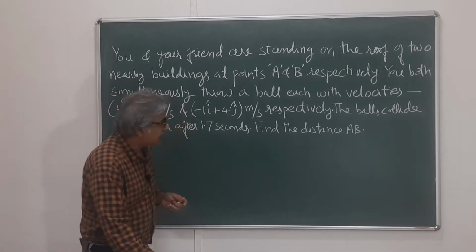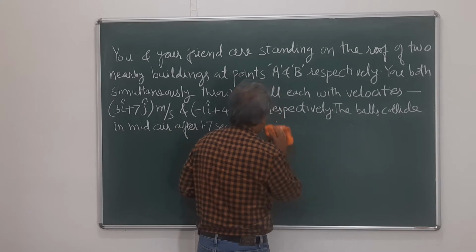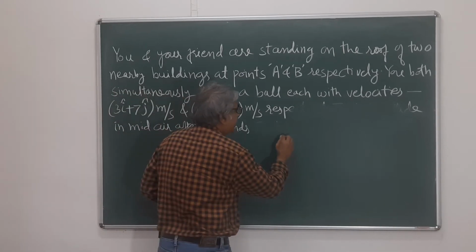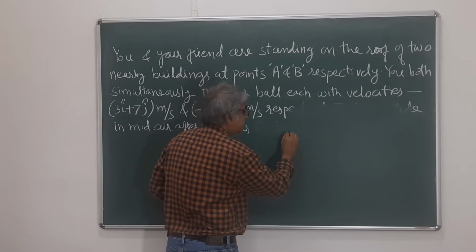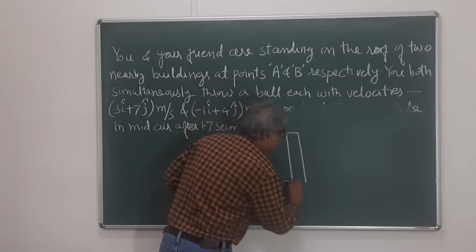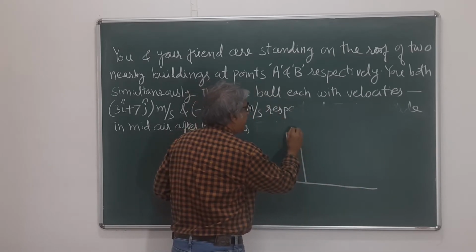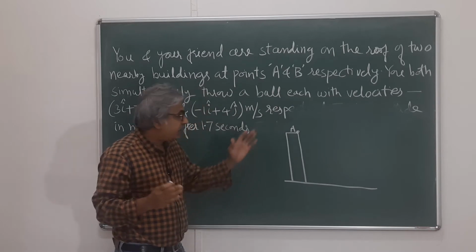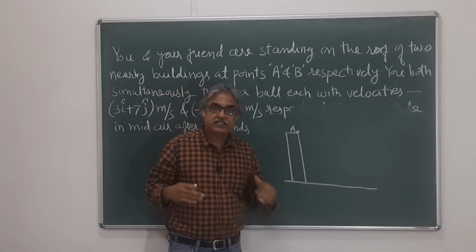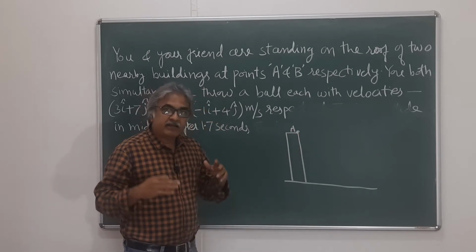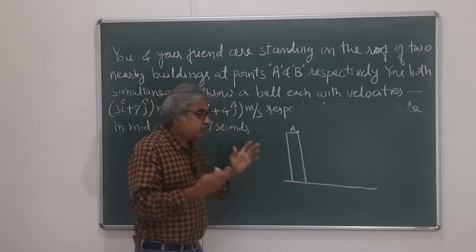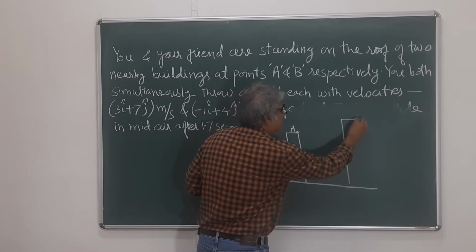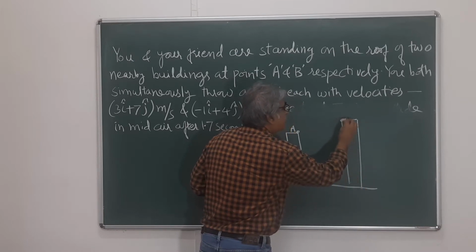I will clear some space and make this sketch. So let me draw two buildings. This is one building. This is the ground level. This is point A. And there is another building, and we don't know its height. We don't know whether it's taller than the first or shorter, but we can't say they are equal, so we will assume something and proceed. Let's say this is the second building, which I'm showing taller than the first, and here is point B.